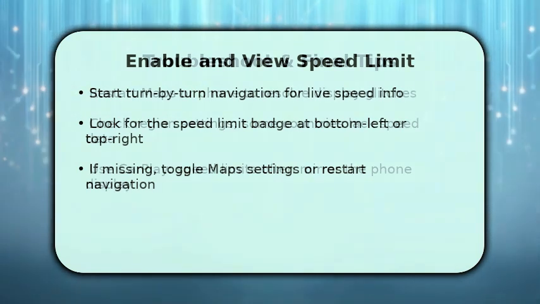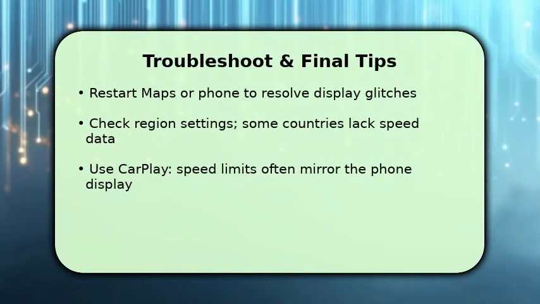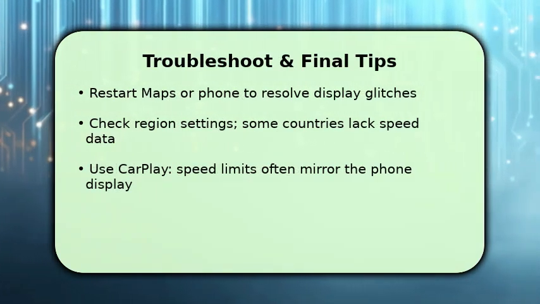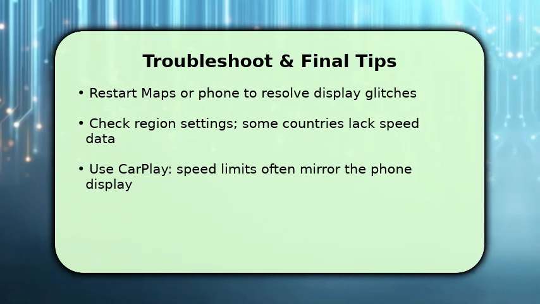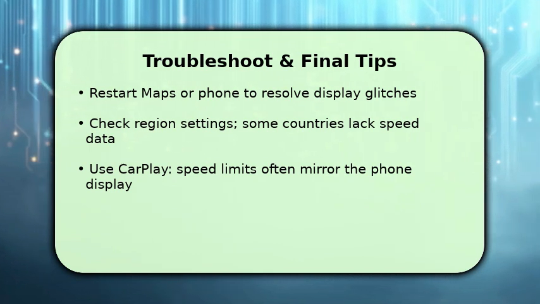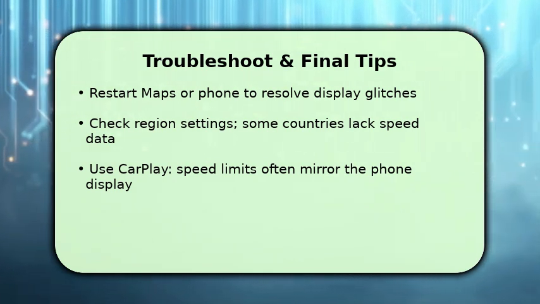To finish, verify the speed badge during driving and keep attention on the road rather than the screen. If it fails to show, force close Maps and relaunch or reboot your iPhone. This clears temporary display issues. Also confirm region and map data. Some areas don't provide speed limits.